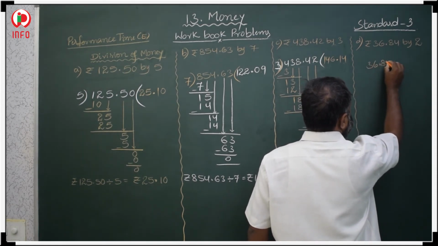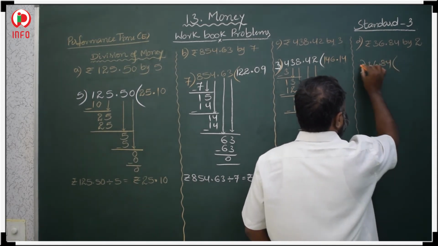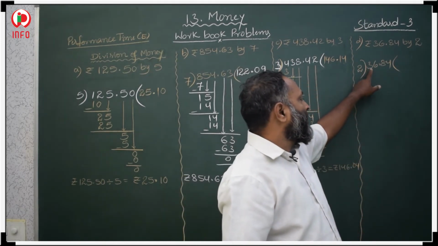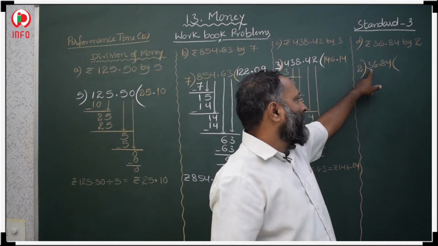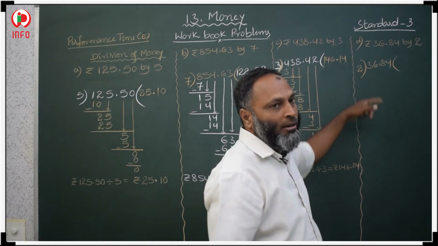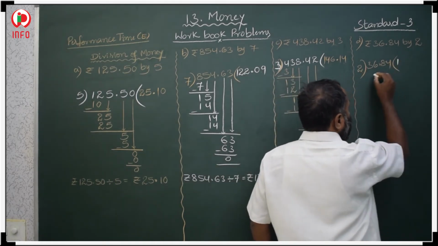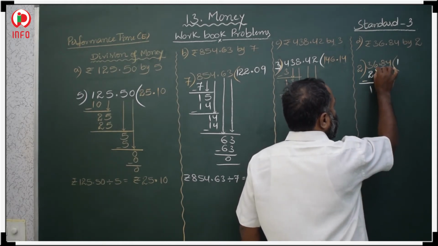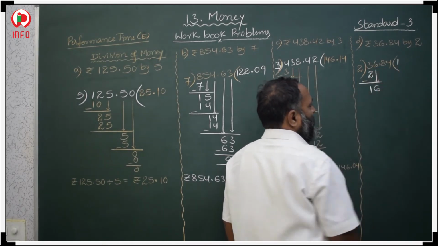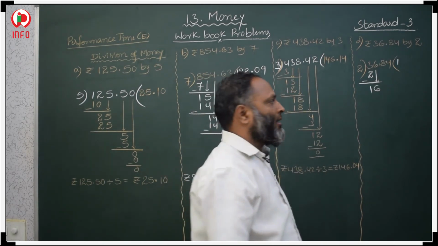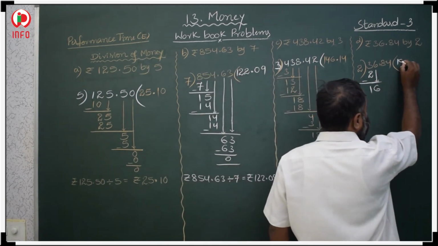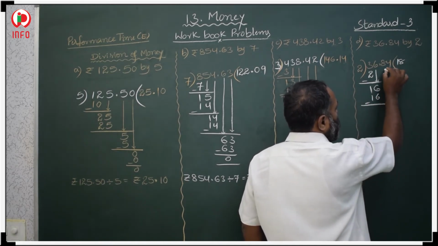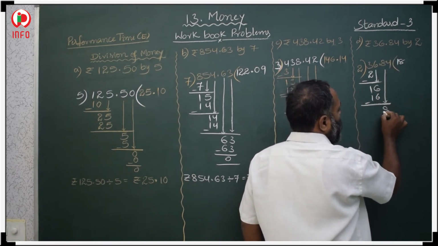The next one, 36 rupees 84 paise. If we divide it by 2, what is the answer? See here, we take the extreme left digit, that is 3. When will you get 3 in the 2 table? 2 1s are 2. 3 minus 2 is 1. Now you copy the next digit, that is 6. Now it is 16. 2 8s are 16. 16 minus 16 is 0. No need to write. Then the next, decimal place, that is 8.